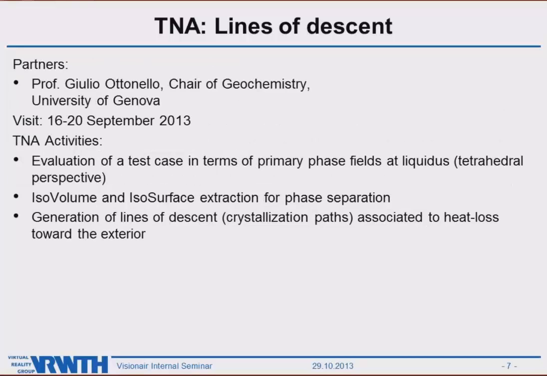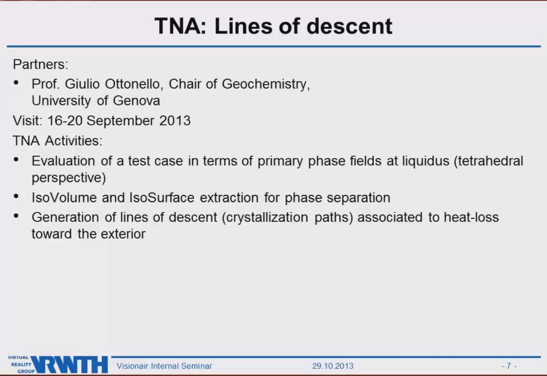which they are used to have. So our research partner was mainly Professor Giulio Ottonello from the chair of geochemistry from Genova, and he visited us quite recently, so in the last month. And what we did during that visit was the evaluation of a test case he gave us, which is the picture I will show later. We aided him by just extracting iso volumes and iso surfaces for the phases, and then talked a bit more about the generation of the lines of descent, which is the title of the project.